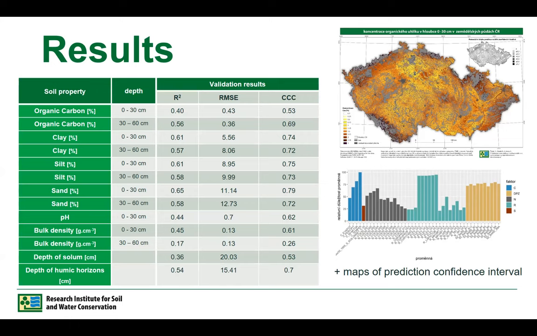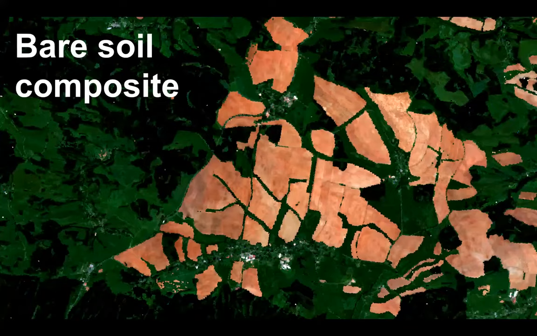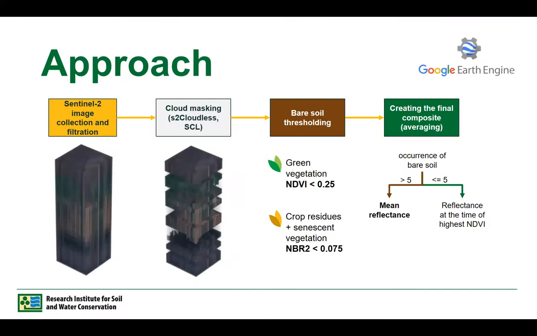We can also use some spectral indices for predictions, but we use only the spectral bands. For thresholding of the bare soil, we use only these two spectral indices, and from our analysis it's enough for detection, but of course there is space for some improvement.